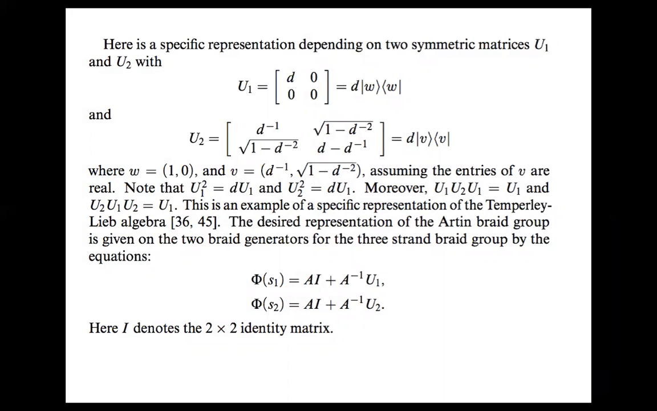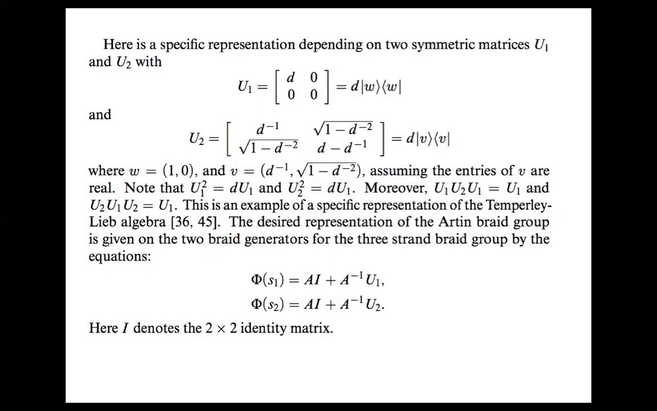We can define the representation on the two braid generators for the 3-strand braid group by the formula that I told you. And we have a representation of the braid group that's unitary. Now, what about the traces? Let's see. The trace of U1 is D. And that is correct. That's what we want. D is the loop value. And the trace of U2 is also D. That's good. That's what we wanted.